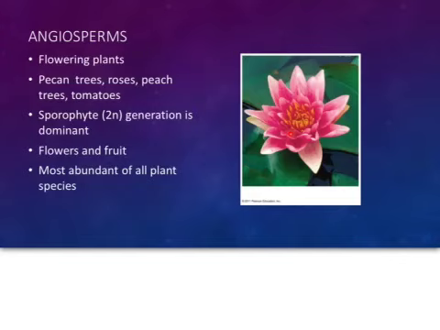Their dominant generation is the sporophyte generation. Again, this is where they are diploid. And they make both flowers and fruit. Now, here's a little tidbit. You can't make a fruit unless you have a flower. That's why the only plants that make fruit are your angiosperms. They are the most abundant of all species of plants on Earth. So we have more flowering plants than we have anything else.